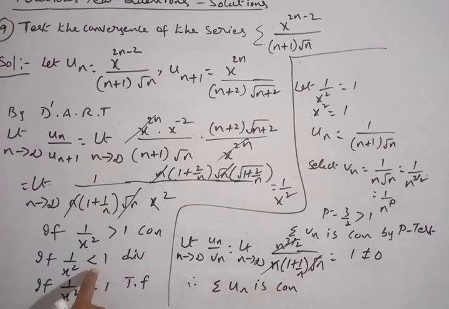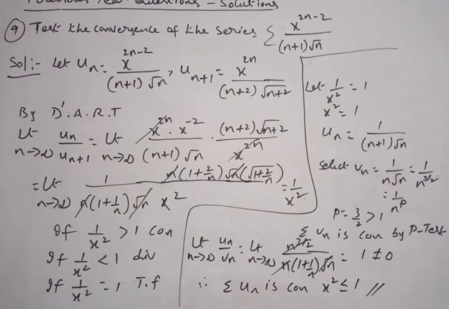When is it convergent? When 1 by x square is greater than 1, that means x square is less than 1, and at equality also convergent, so x square is less than or equal to 1. Like this you need to solve this problem. So divergent when x square is greater than 1. Very important problem. Practice this problem and understand how we solve it.